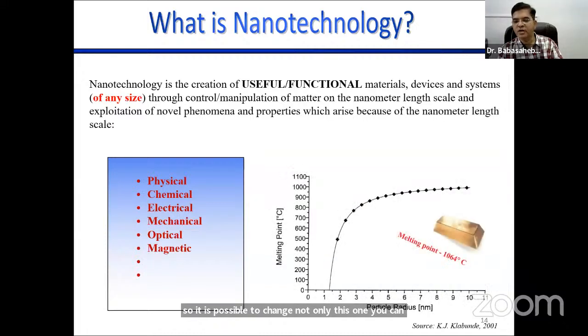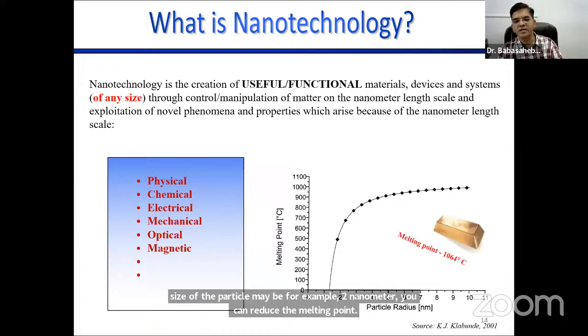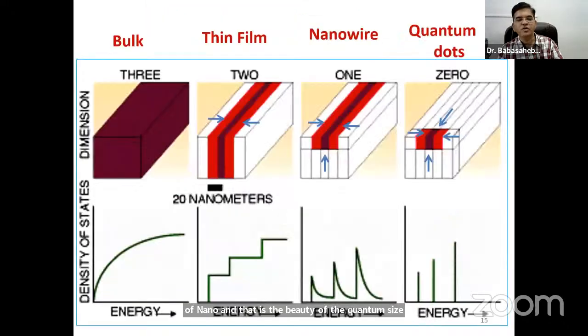As an example, we can take gold, which is yellow in color. Without changing the gold, just change the size of the particle, maybe to 2 nanometers. You can reduce the melting point from above 1000 degrees Celsius to 500 degrees Celsius. That is the beauty of nano, and that is the beauty of the quantum size effect. So what is the physics behind that?